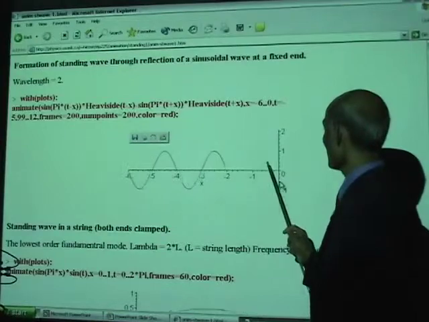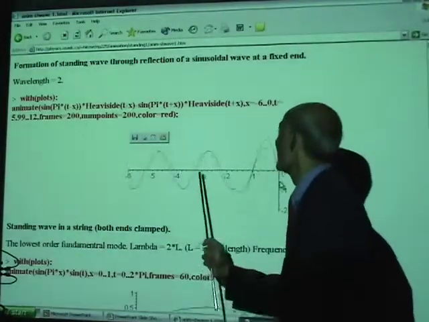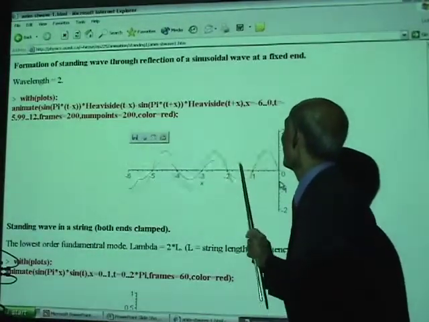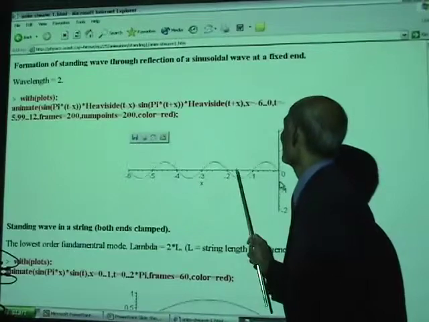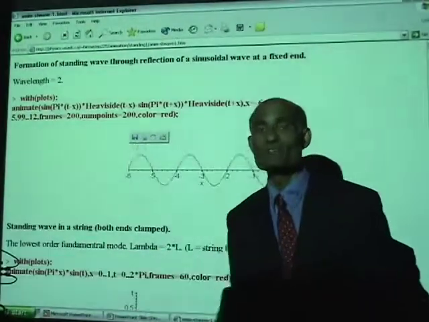One more time. The advancing wave, the reflected wave, they are interfering, producing maximum, minimum displacements. You have nodes, antinodes formed continuously.